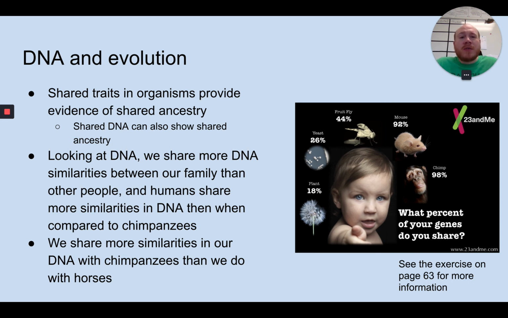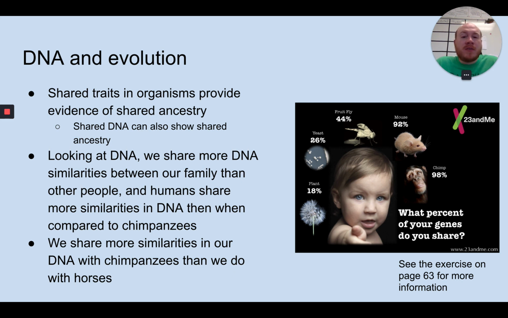But humans, in the whole population of humans, share a lot more of their DNA with each other than we do with, say, a chimpanzee or a mouse. We still share a lot of DNA with these species, but within the human population, the whole population on the planet, our DNA is really similar to each other. And we can also look at it and see that we share more similar sequences with chimpanzees than we do with horses or with fruit flies.